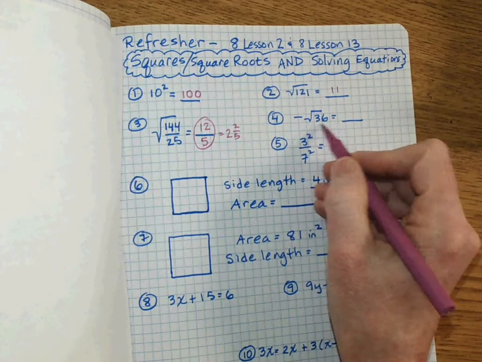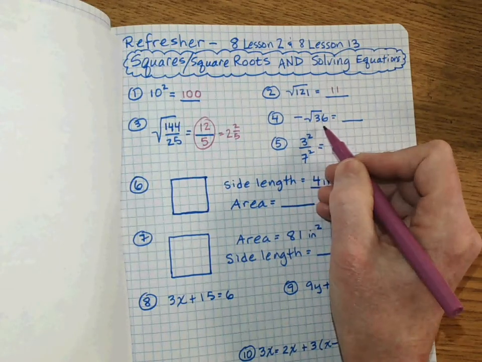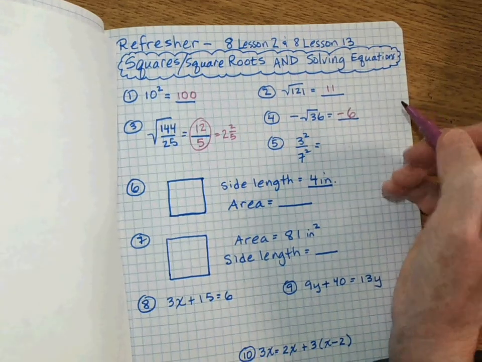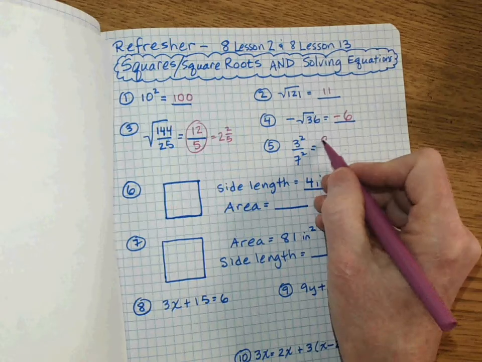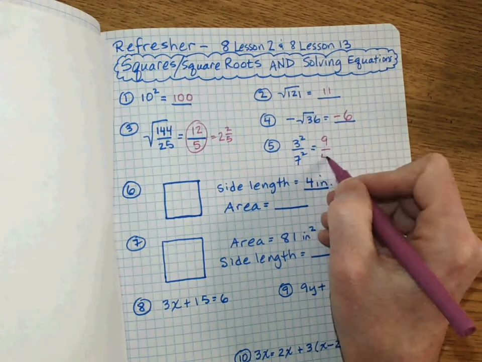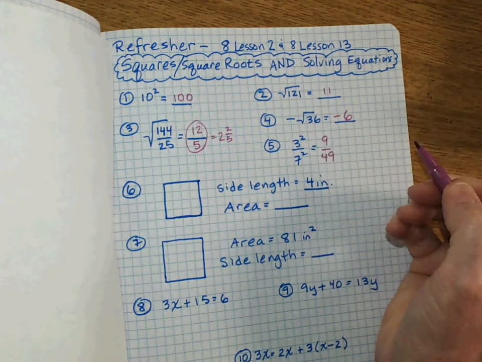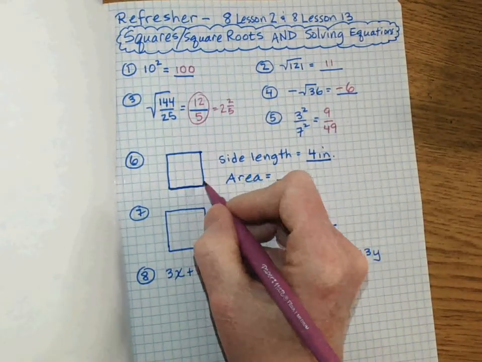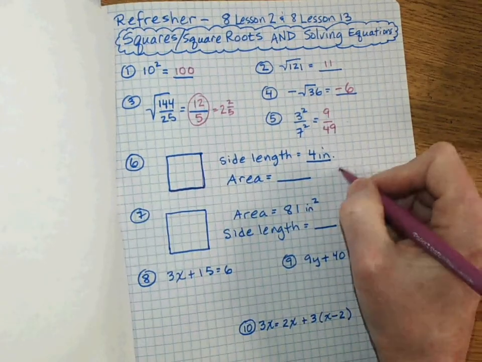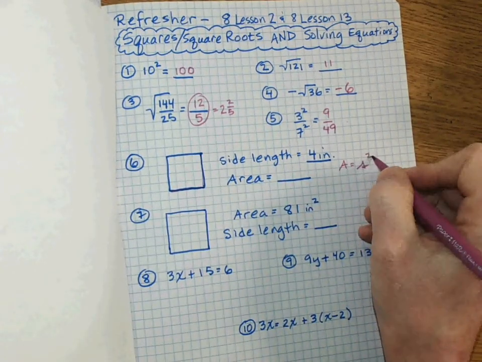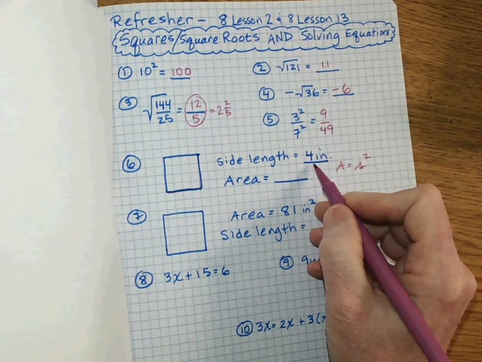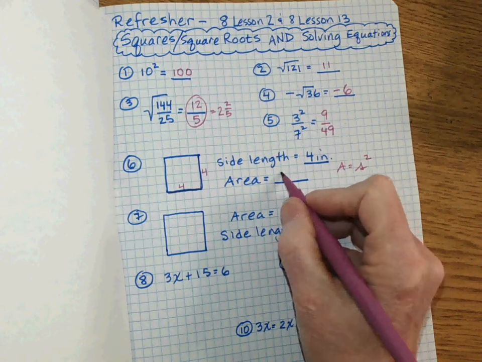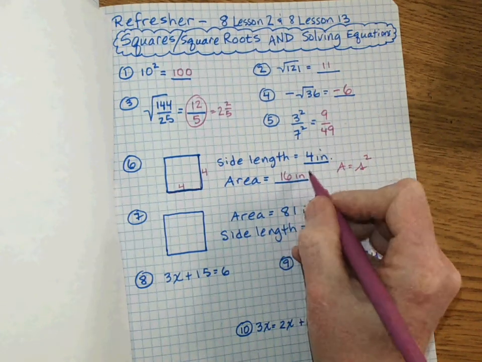For number 4, the negative is on the outside. We know the square root of 36 is 6, because 6 times 6 is 36, so we'll say negative 6. Here we have 3 squared is the same as 9, 7 squared is 49, and so that's that answer. When you have a square, we know it's the side length times the side length. Area is side squared. So if the side length is 4, 4 times 4 is 16, and that's going to be a square unit.